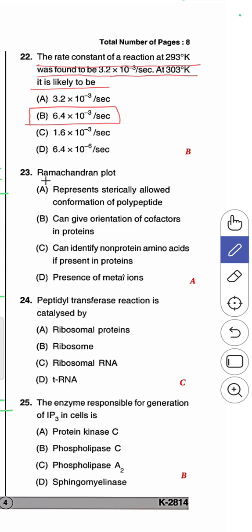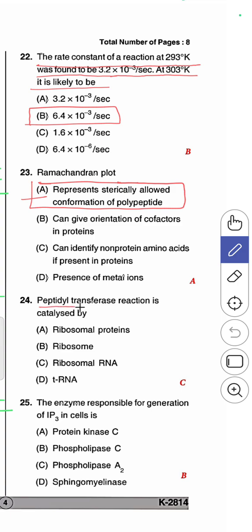23, a Ramachandran plot. So this Ramachandran plot represents a sterically allowed conformation of polypeptide. So 23 is the right answer.